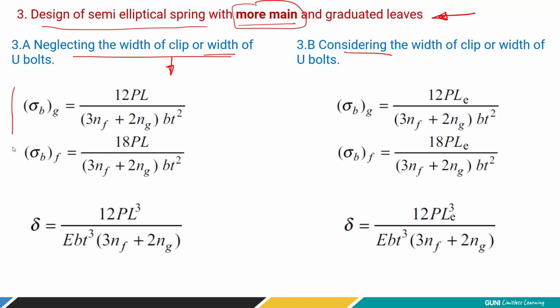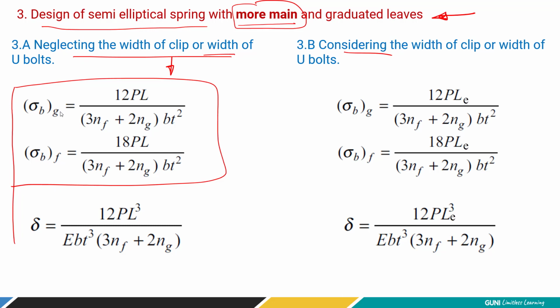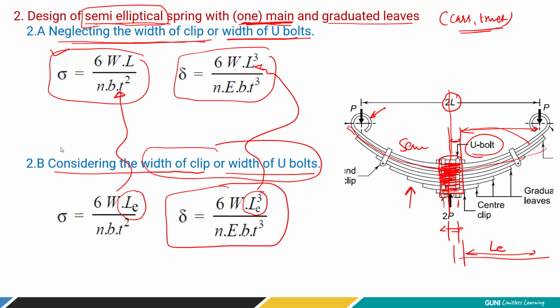So again, there is a difference in equations. What is this differentiation? Bending stress in graduated leaves and bending stress in full leaves. What exactly does that mean? If you have more than one leaf, main leaves or master leaves, we are going to find the stresses separately, right?